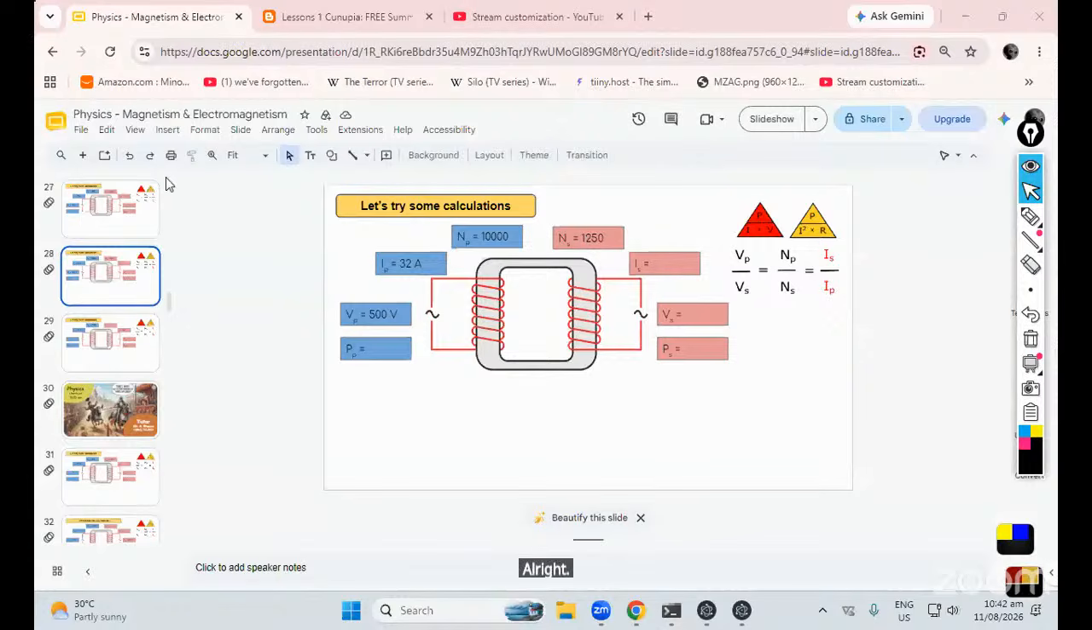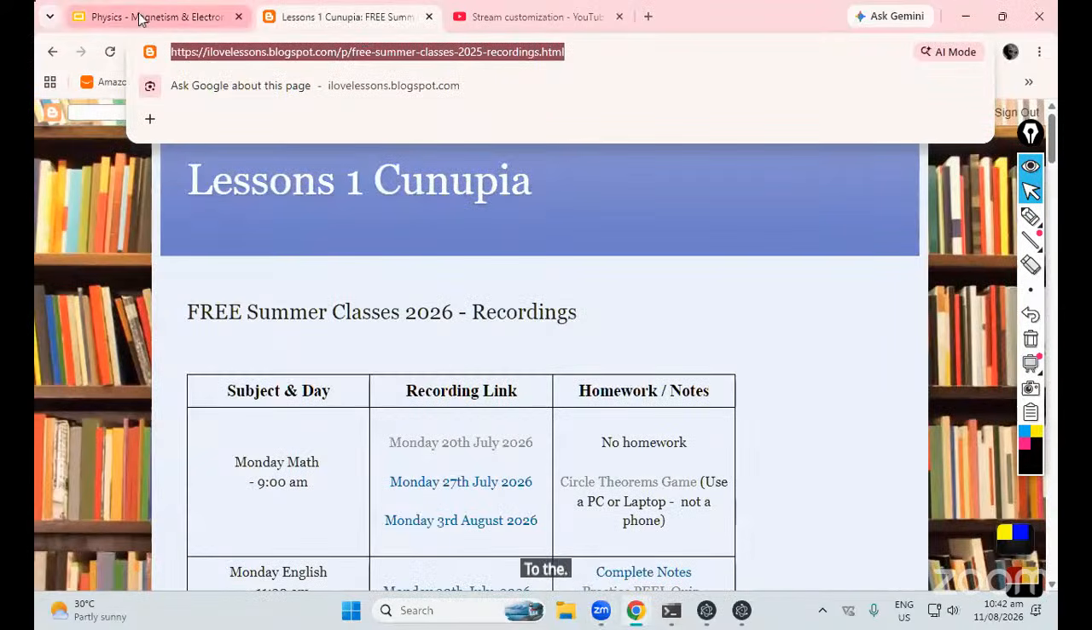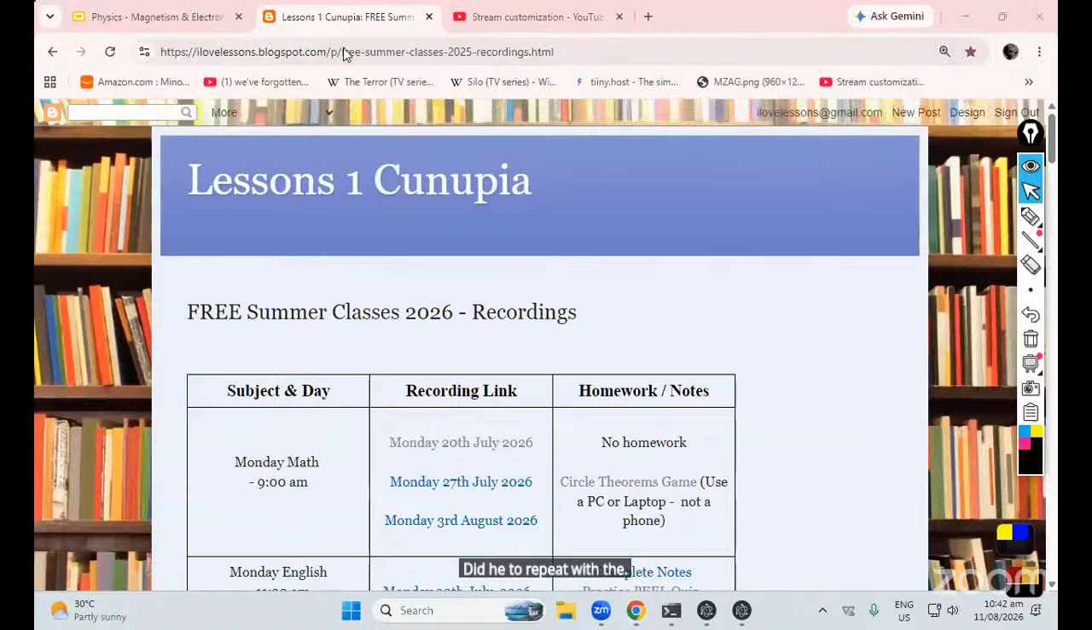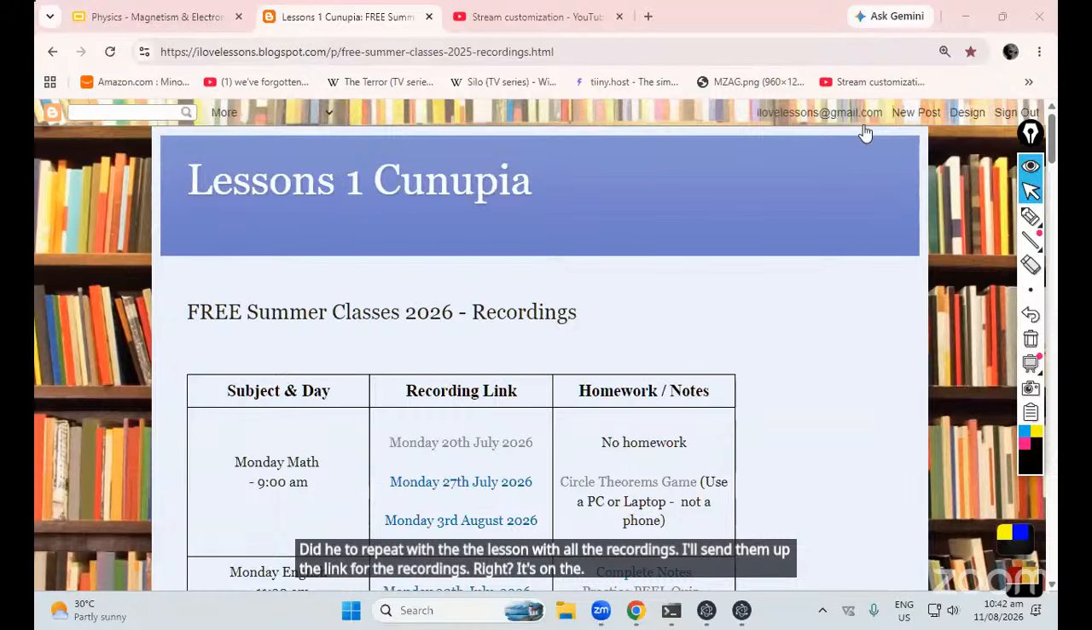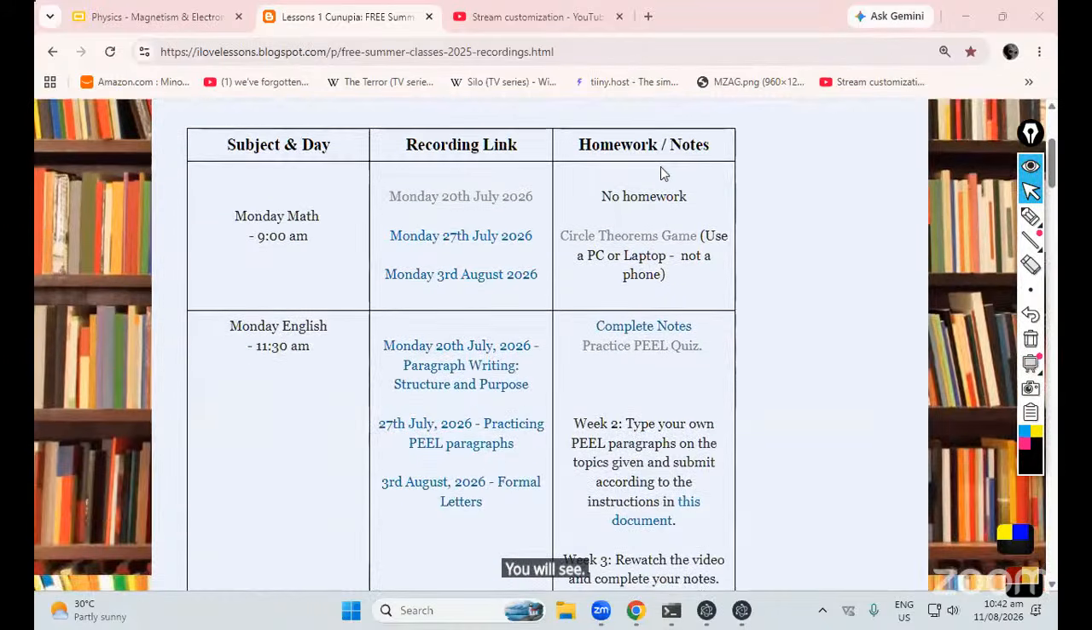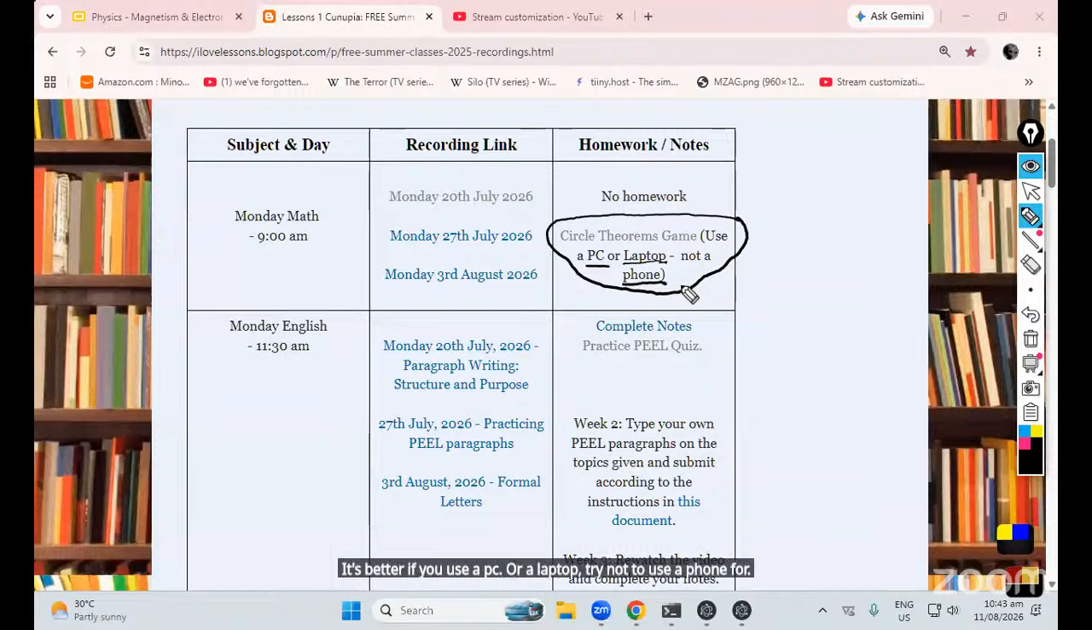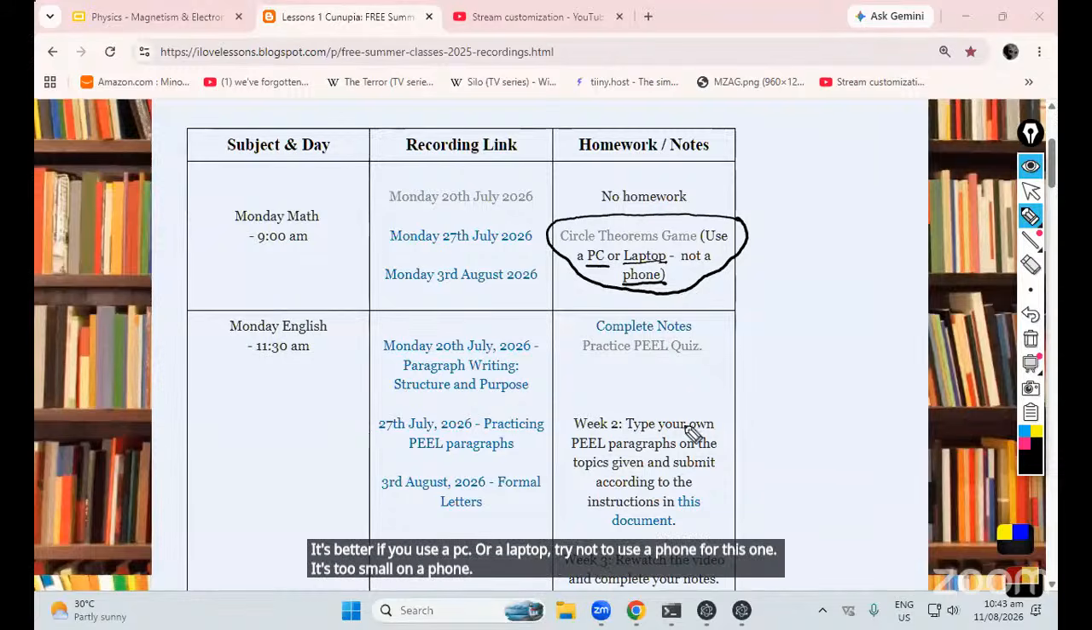So for the Monday maths, when you all go to the page with the lesson with all the recordings, I send back the link for the recordings. It's on the chat there. You will see the Monday maths class, right? You will see the circle theorems game here. It's better if you use a PC or a laptop. Try not to use a phone for this one. It's too small on a phone. You're not going to be able to see all the information.